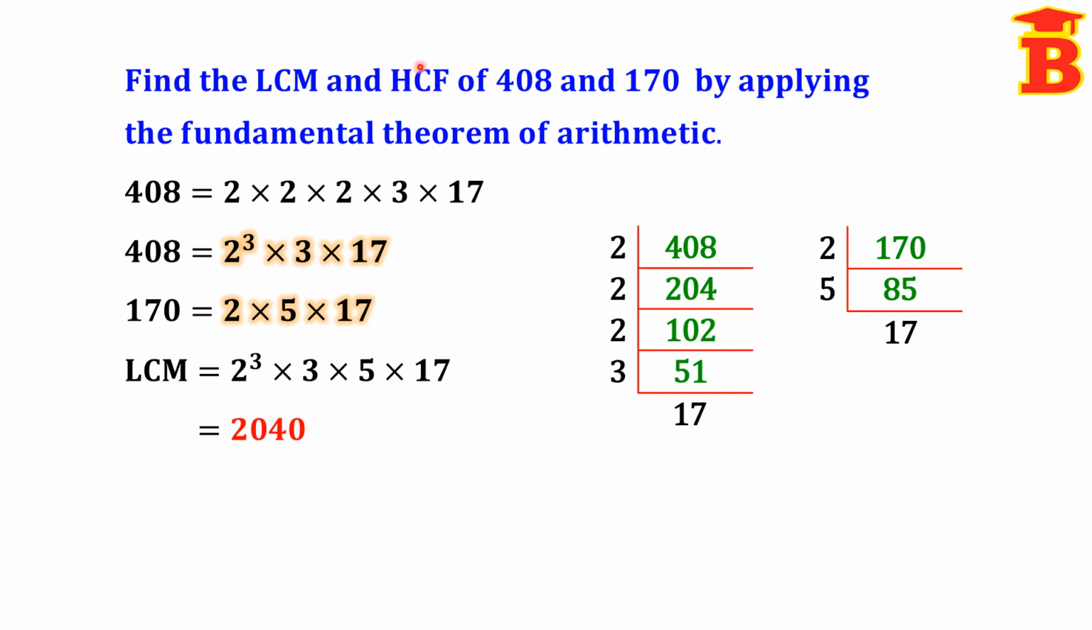And HCF is very easy. We have to take the common only. So here see these two given numbers. The common is 2 and also 17. So the HCF is 2 into 17. Multiplying this we get 34.